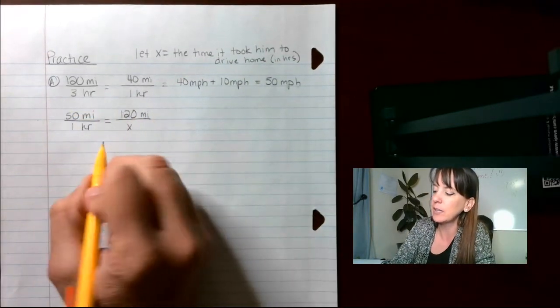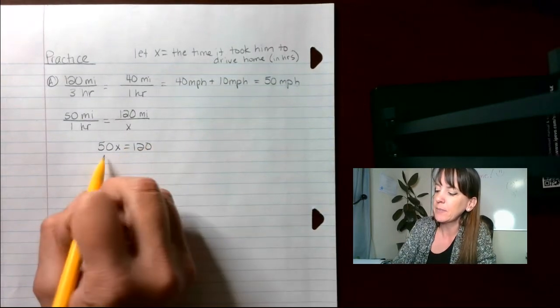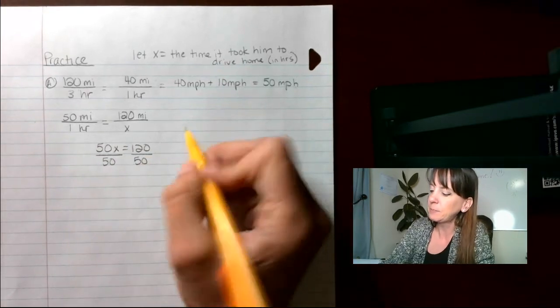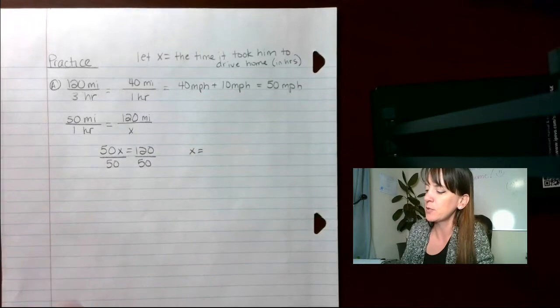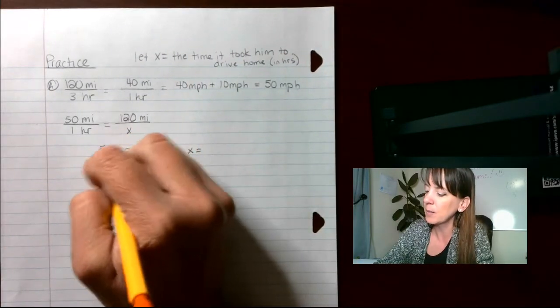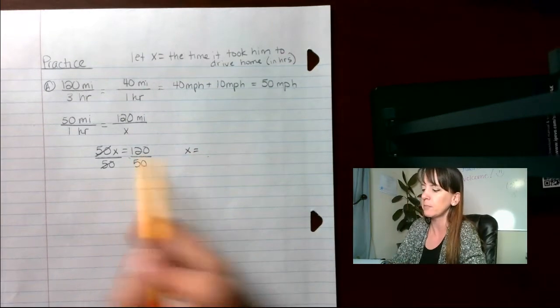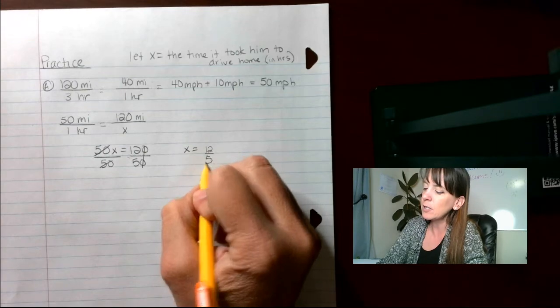This times this would give me 50x equals 120. Divide this by 50, divide this by 50. X equals, I'm trying to save some room here on this paper so I don't have to keep sliding it up and down. So I'm kind of going a little bit out of order. Usually I like you to work downwards, but I'm jumping over to here. So X equals 12/5.